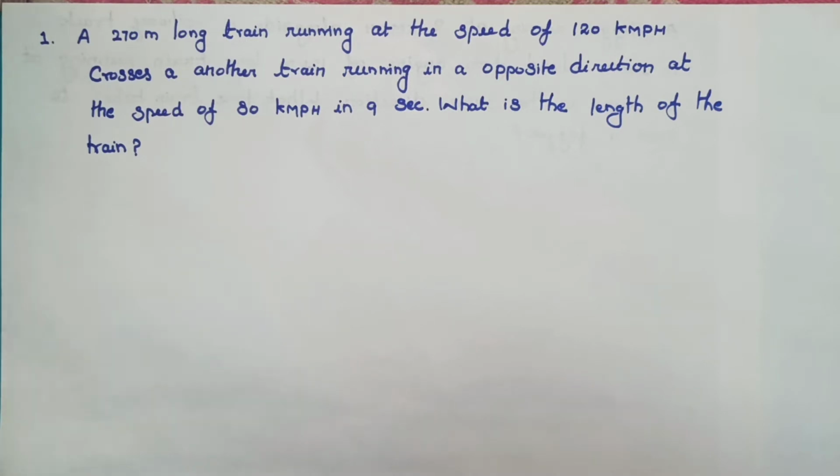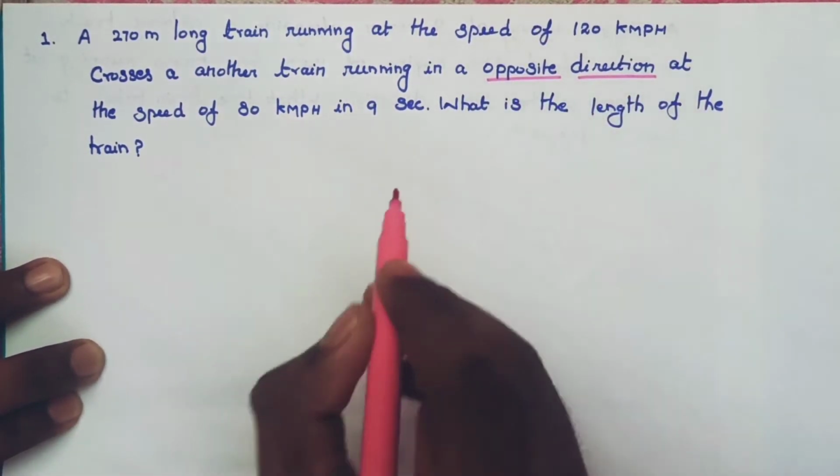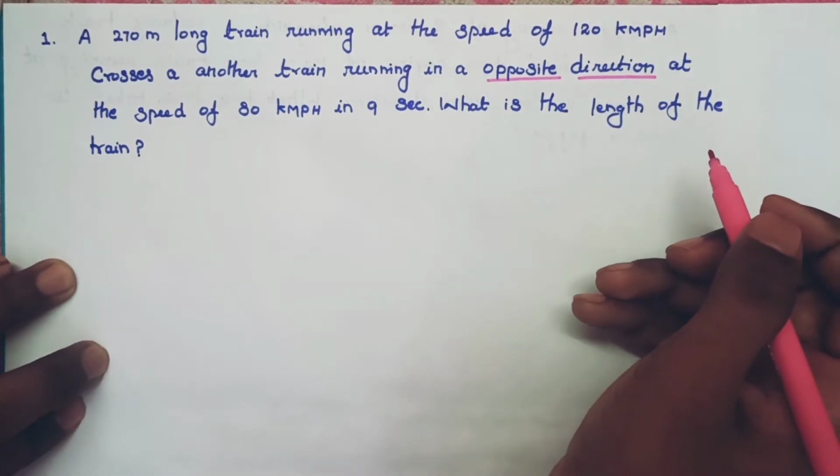Question number 1. A 270 meter long train running at the speed of 120 km per hour crosses another train running in the opposite direction at the speed of 80 km per hour in 9 seconds. Here, opposite direction is a keyword. What is the length of the train? They ask you to find out the length of the train, right?